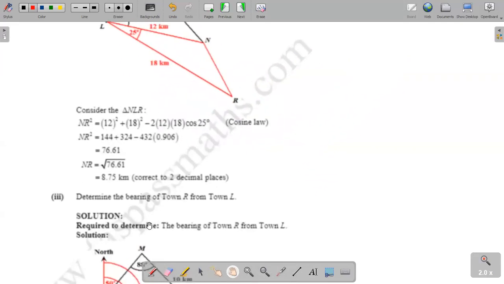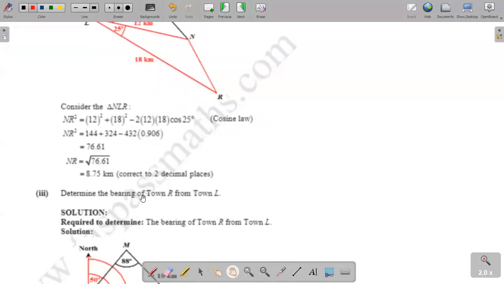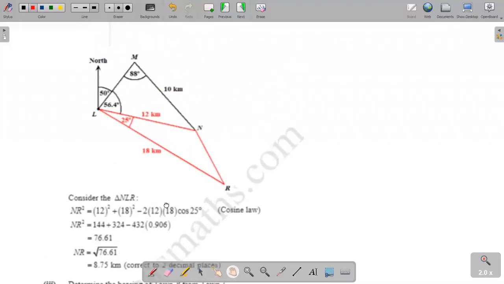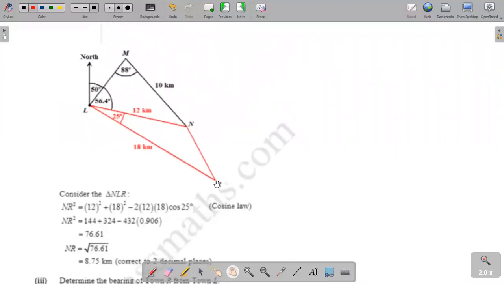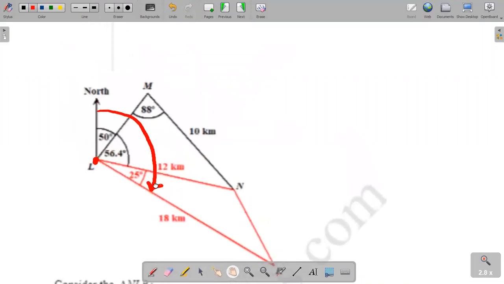Good. Now, the last one says, determine the bearing of tone R from tone L. Tone R from tone L. So what does that mean? That means when you're looking for a bearing, you always start from what? In the north line. So if it's from L, that's right here. So that means we start here and we got to go all the way down here. Right or wrong?